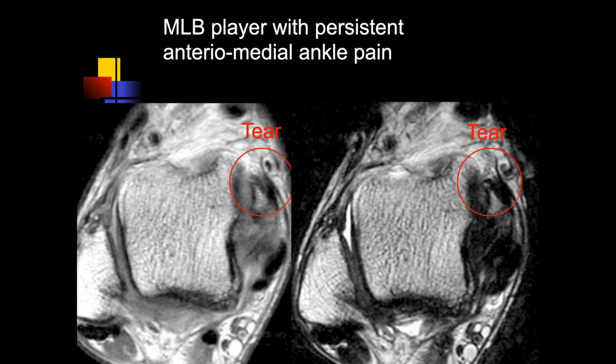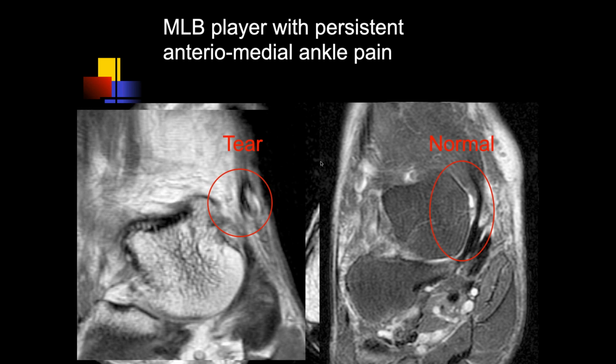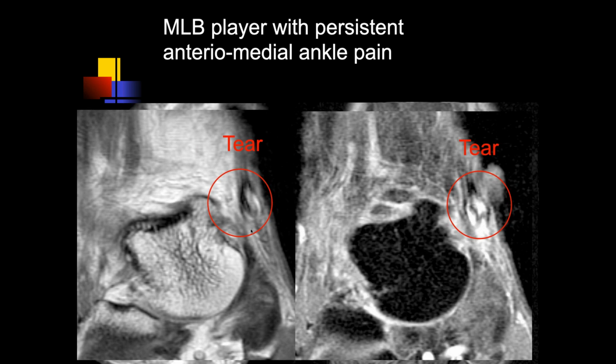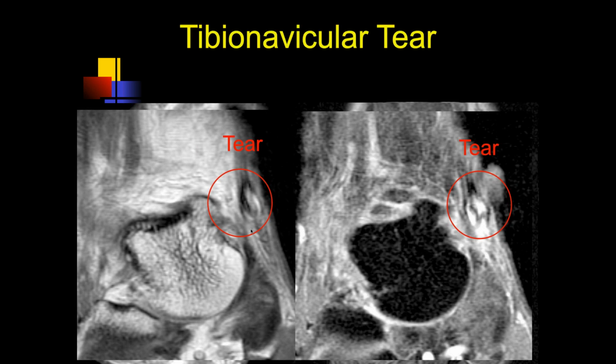So this is one where you scratch your head and figure whether you want to operate or not. So this is a tibionavicular ligament tear. This patient, this again was not acute. It had been symptomatic for about 6 weeks during the course of playing baseball for the Angels, and they elected to treat this non-surgically.